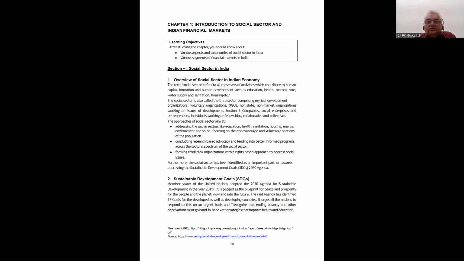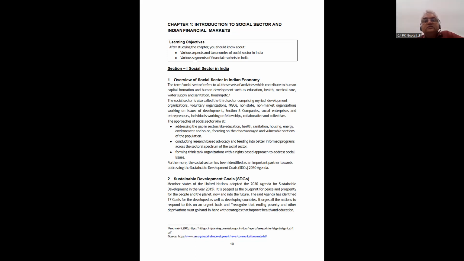So the social sector is also called the third sector, comprising myriad development organizations, voluntary organizations, NGOs, non-state, non-market organizations working on issues of development. Section 8 companies, social enterprises and entrepreneurs, individuals working on fellowships, collaborative and collective. So these are all the social sector. There are different types of development organizations, and these are some of the types which are contributing to social development in addition to what our government is doing.